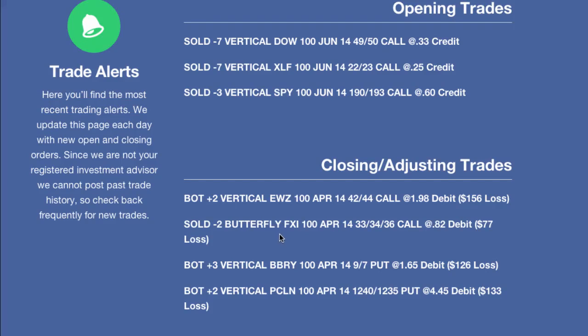FXI is virtually the same. We had a broken wing butterfly that we traded in FXI, and you'll notice we traded the 33, the 34, then skipped over the 35 and traded the 36. So this was a broken wing butterfly, and you can go back to that video tutorial as well. But we bought back that today for an 82-cent debit. Even though it says sold here, it's just the way that the system put the tag in, because we sold it for a negative debit. So we basically bought it back for a debit. We paid money to get out of this.